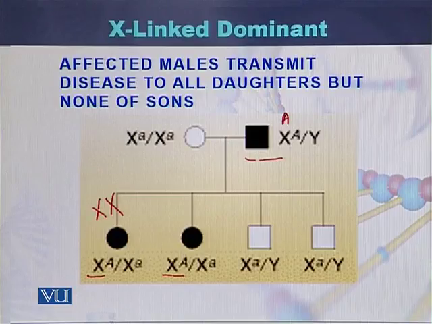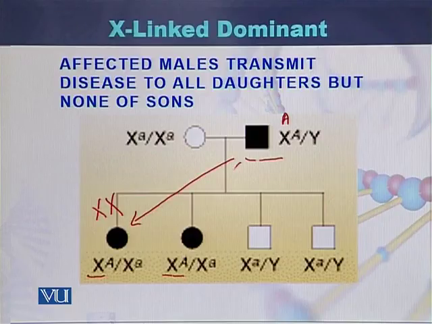So in each of the daughters, the X chromosome would be transferred, and there is a gene, or an allele, present on the X chromosome. So each of the daughters produced by this affected male would be affected, while on the other hand none of the sons would be affected.